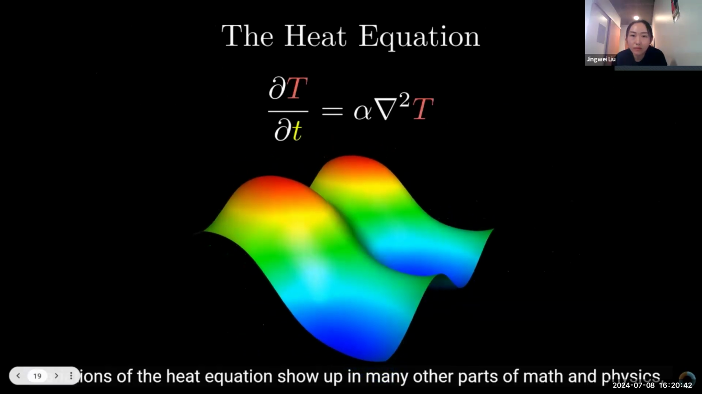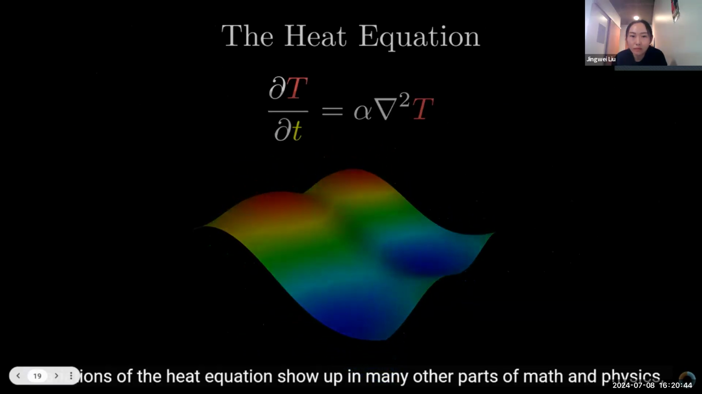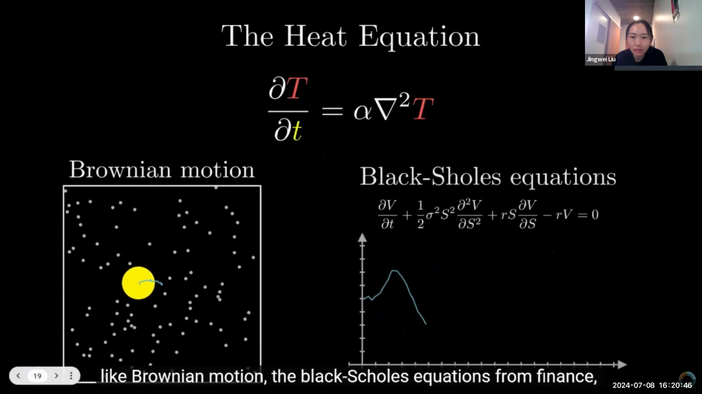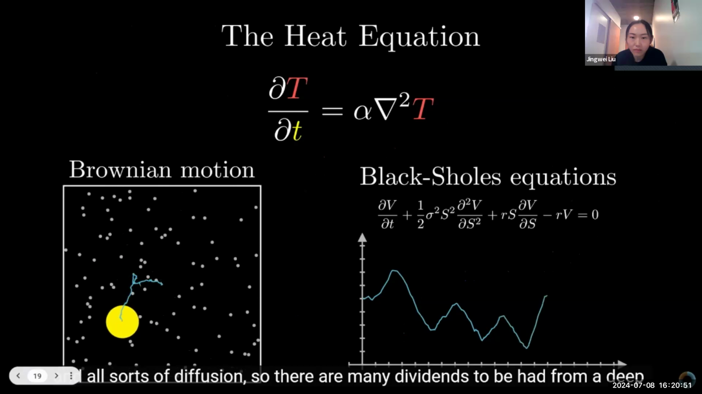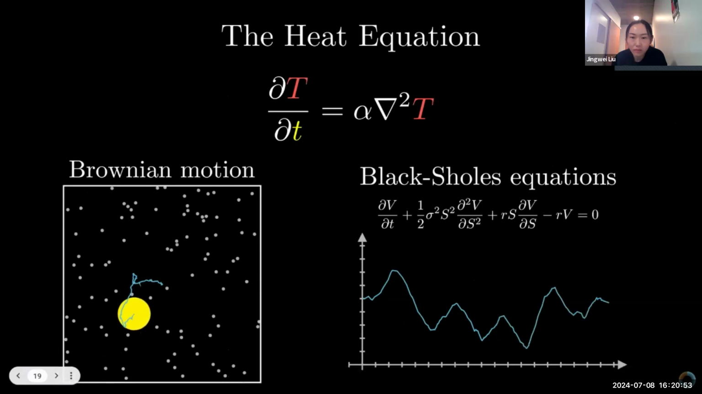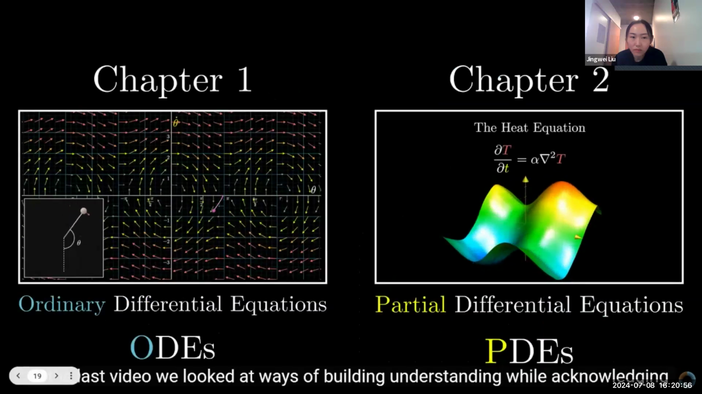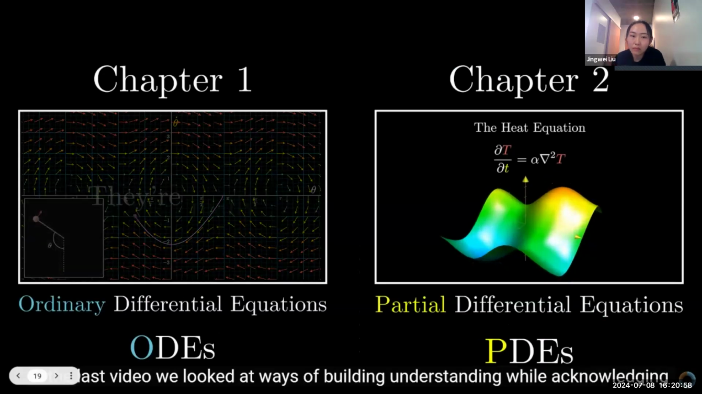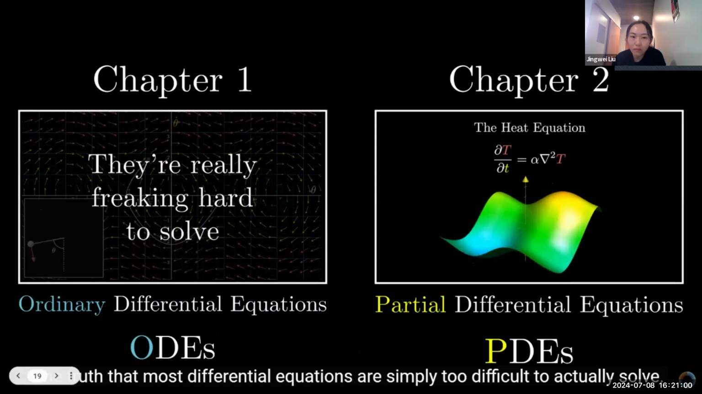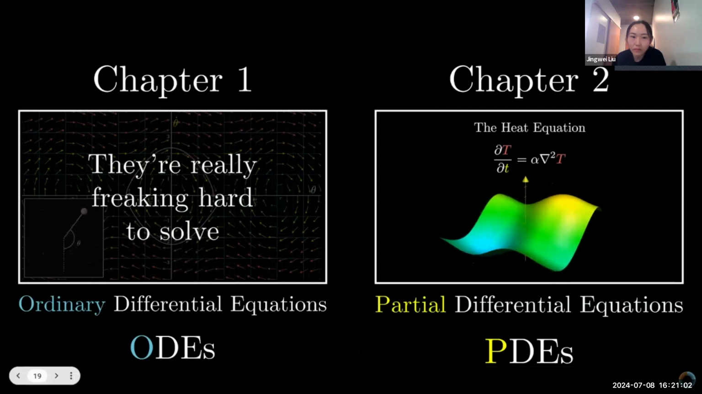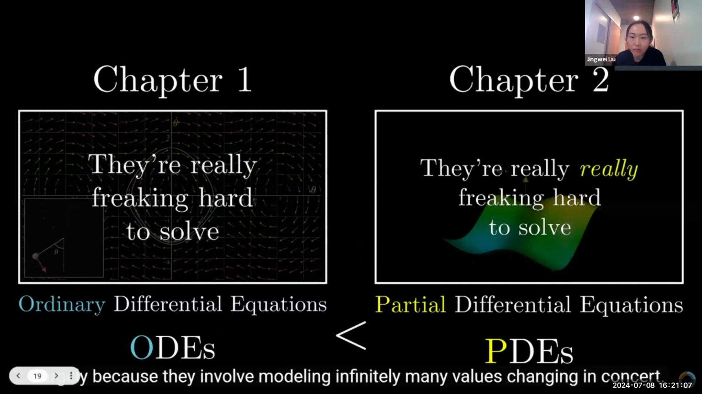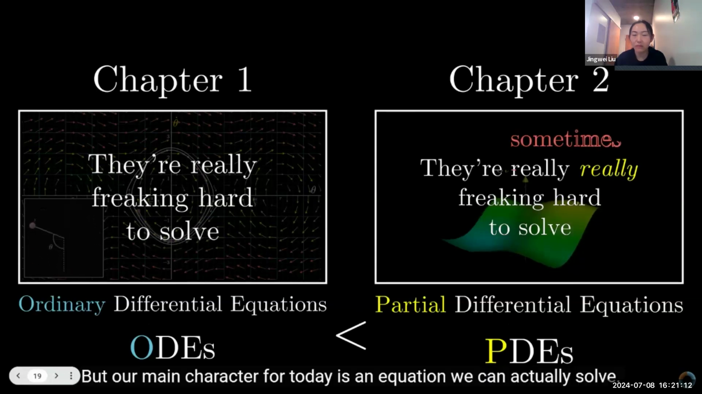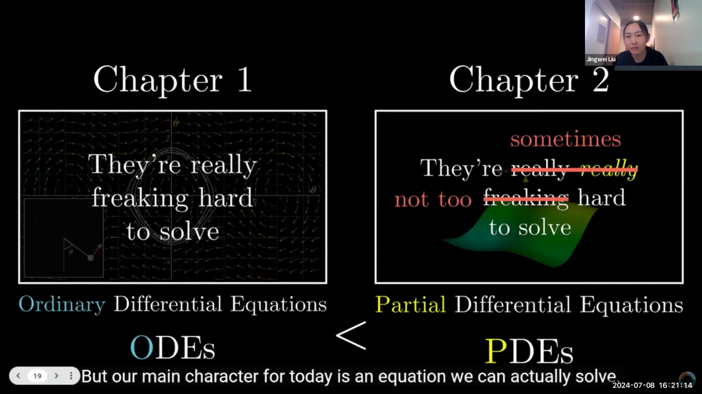Variations of the heat equation show up in many other parts of math and physics, like Brownian motion, the Black-Scholes equations from finance, and all sorts of diffusion, so there are many dividends to be had from a deep understanding of this one setup. In the last video, we looked at ways of building understanding while acknowledging the truth that most differential equations are simply too difficult to actually solve. And indeed, PDEs tend to be even harder than ODEs, largely because they involve modeling infinitely many values changing in concert. But our main character for today is an equation that we actually can solve.